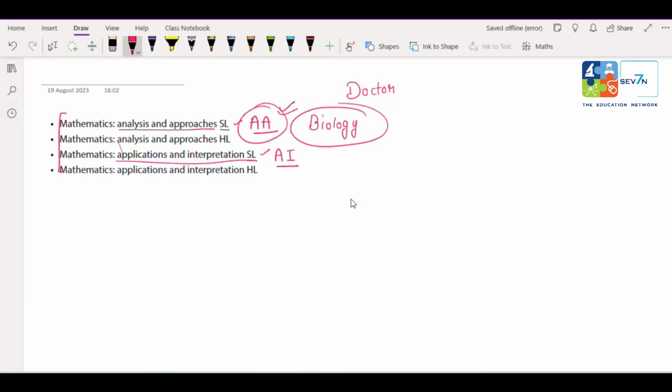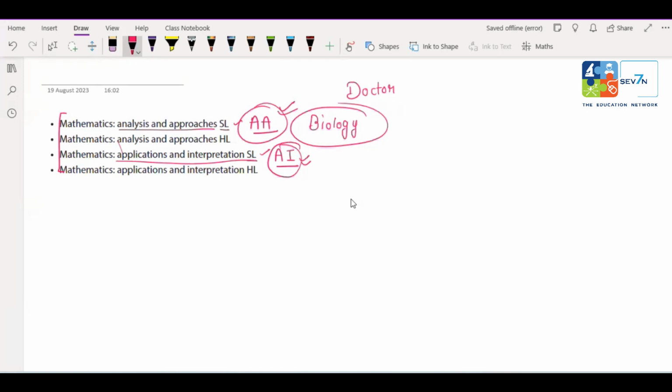Sometimes students are interested in engineering, banking, or finance, then they have to take AI. In short, if they are interested in engineering, coding, artificial intelligence, machine learning or deep learning, they have to take AI. But if you are interested in subjects like biology, physics or chemistry, you have to take AA. Correct? So this is the basic difference.